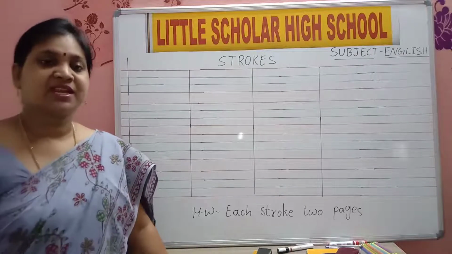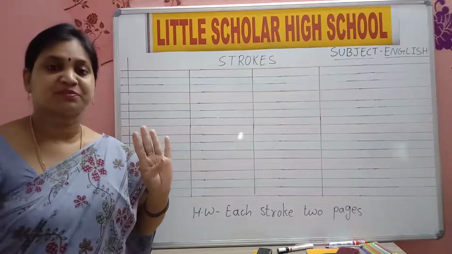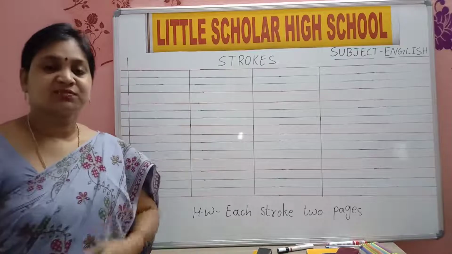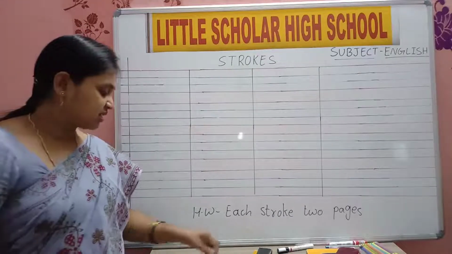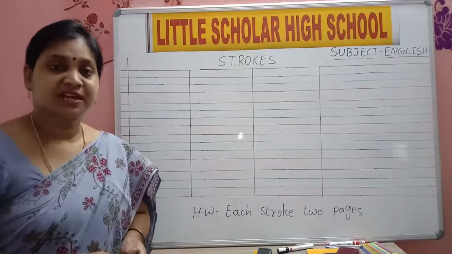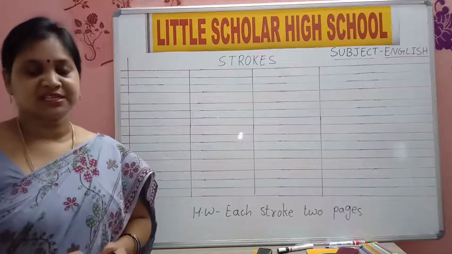In our previous class we have learned strokes. Yes, four types of strokes, four types of lines. In today's class we will learn the remaining. Which strokes did we learn in our previous class? Standing line, sleeping line, slanting line.